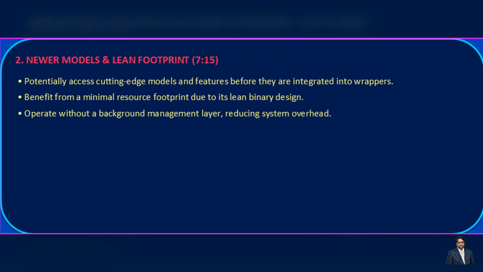Pillar 2. Newer models and lean footprint. Potentially access cutting-edge models and features before they are integrated into wrappers. Benefit from a minimal resource footprint due to its lean binary design. Operate without a background management layer, reducing system overhead.